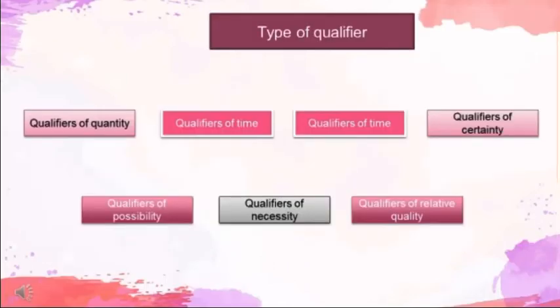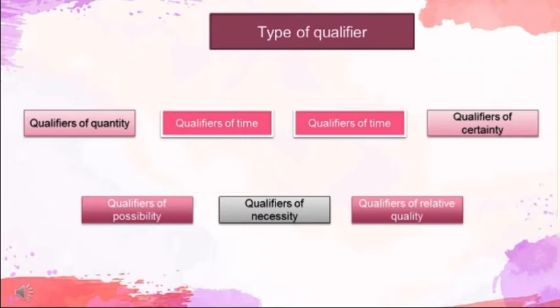Okay, next, types of qualifier. The first is qualifiers of quantity. For example, some. The second is qualifiers of time. Examples are occasionally, sometimes, now and again, usually, or etc. And the third is qualifiers of certainty. Examples are I guess, I think, I know.